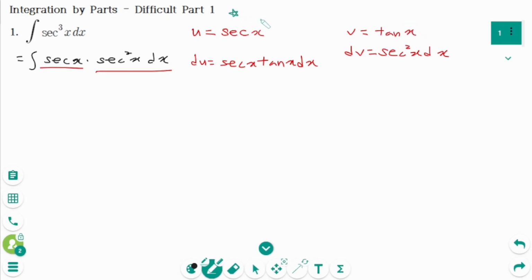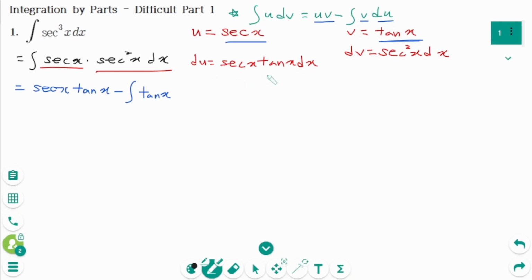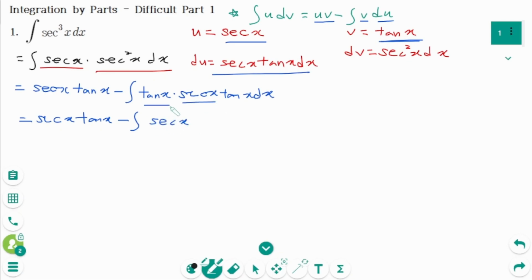Use the formula, the integral of u dv equals uv minus the integral of v du. Then back to the original. uv means secant x times tangent x, minus the integral of v, tangent x, du, which is secant x tangent x dx, equals secant x tangent x minus secant x times tangent squared x, then dx.